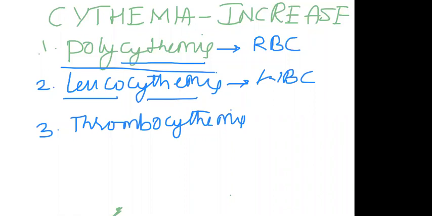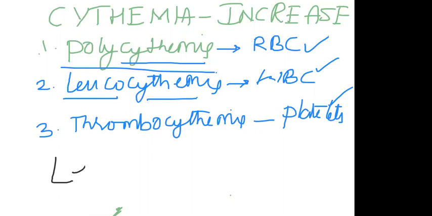Thrombocythemia. What is thrombocythemia? The word thrombo, as we already said, indicates platelets. So an increase in the production of platelets is called thrombocythemia. Okay, so polycythemia, leukocythemia, thrombocythemia. Here we need to learn one more, that is leukemia.